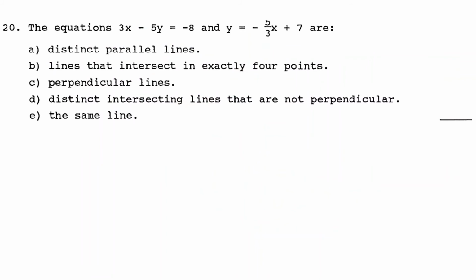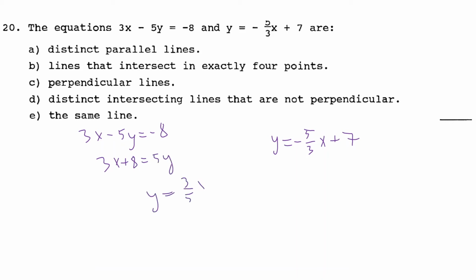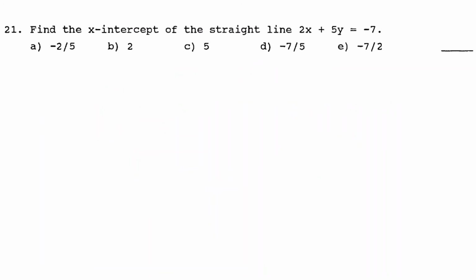The equations: 3x minus 5y equals negative 8. Y are what? All right, so let me solve for y. So the first one, y equals negative 5/3 x plus 7. That's great. The second one here, 3x minus 5y equals negative 8. I'll move 3x plus 8 equals 5y. Y equals 3/5 x plus 8 over 5, right? So my slope is negative 5/3 right here, and my slope is 3/5. Those are negative reciprocals of each other. C, perpendicular lines.